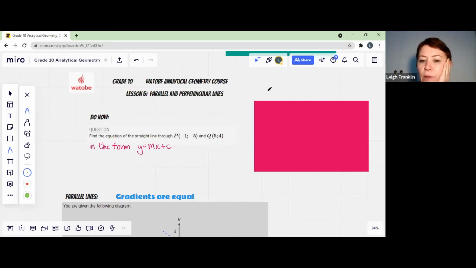Hello, Zayan, welcome back. You can get started on the do now, even if you can't do it. Just at least try and calculate the gradient of the line at the very least.